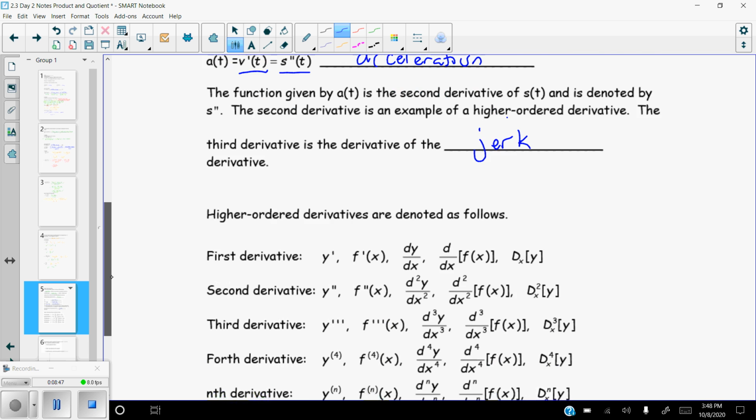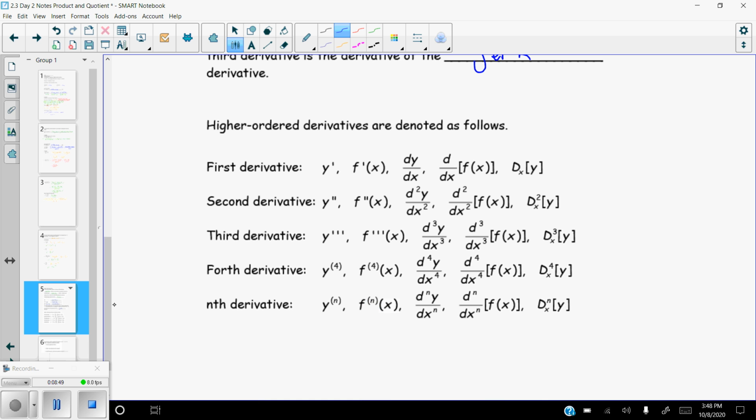All right, so higher order derivative notation. The first derivative is given, and we've seen that, y prime, f prime. We haven't really used this dy over dx notation that much yet, but we have used it a little bit. Or the d over dx of f of x, we will see that. You probably will not see that one very much at all.